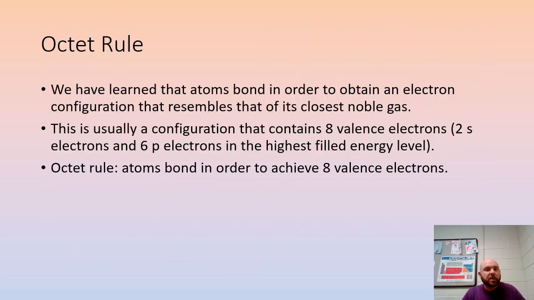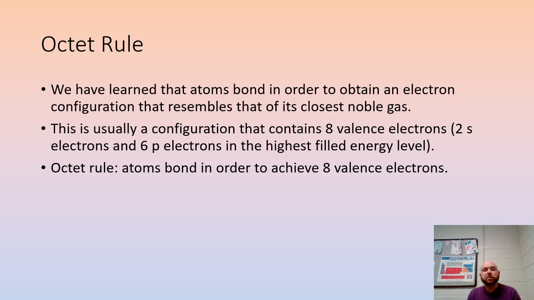I want to take a moment and think about that idea that the noble gases all have 8 valence electrons. We learned earlier that atoms bond in order to obtain a configuration that resembles that of those noble gases, especially the ones they're closest to. So this is usually a configuration that contains 8 valence electrons, 2 of which are found in the S sublevel of that valence shell, and 6 of them in the P sublevel, for a total of 8 valence electrons. And that leads to something we call the octet rule.